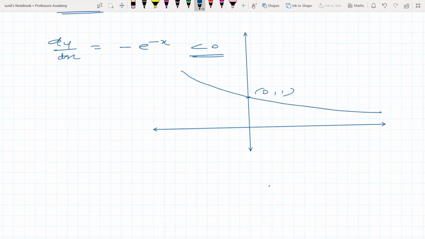So what we discussed is the increasing and decreasing case and what the graph will be. We will discuss the other types of graph another day.